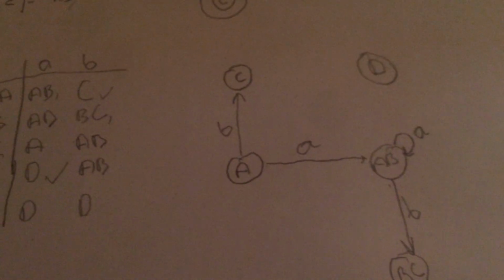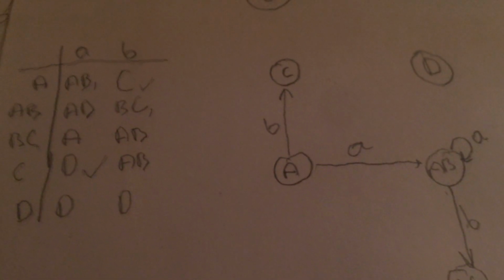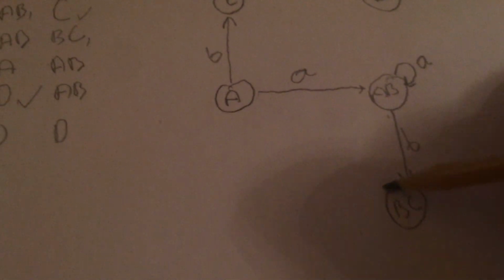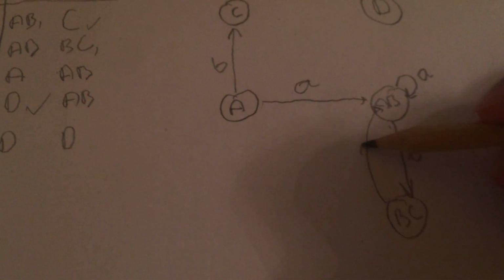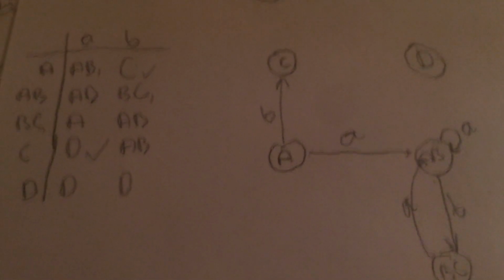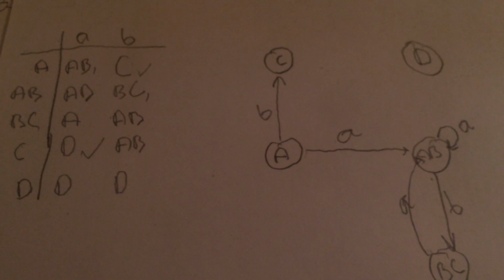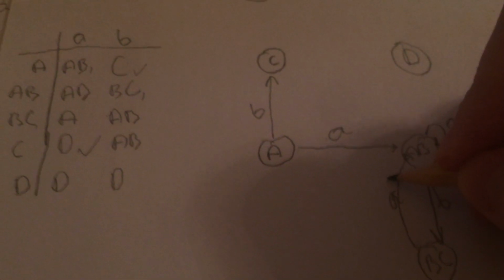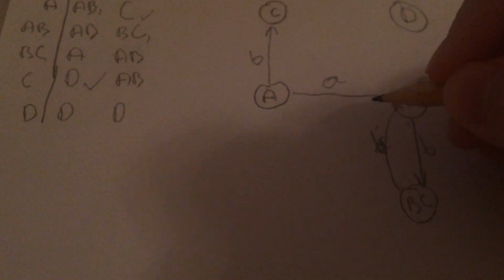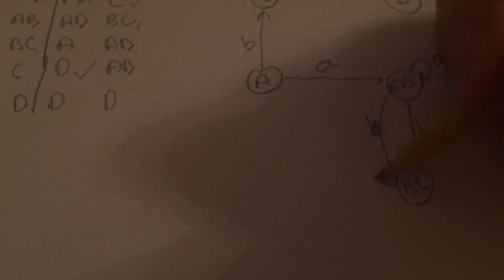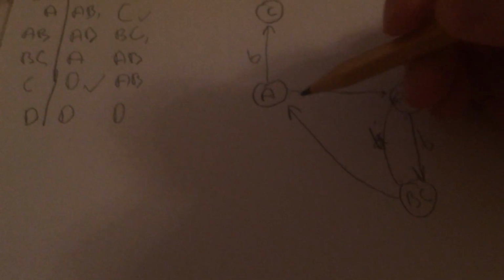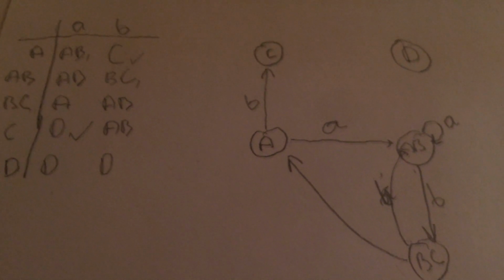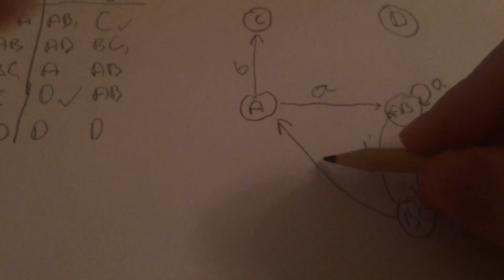Okay. Now let's see the BC, which is another new state. It goes to A with a. I'll show it like that. And oops, this is AB, no, this is B, and this is A, I'm sorry. With a it goes to A, and with b it goes to AB. Okay, now it's correct.